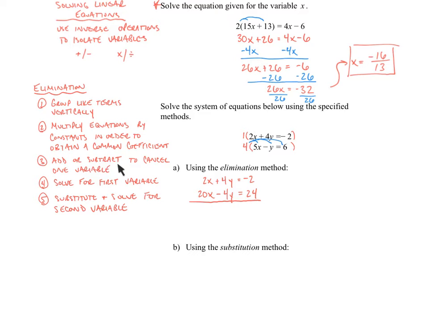I can add or subtract. I need to decide which of those is going to be better. I'm trying to cancel the y variable. So by adding, would that work? Well, let's see. If I add, and I like to put parentheses there to remind myself that I'm adding each term. So that's 2x plus 20x. 2x plus 20x gives me 22x.